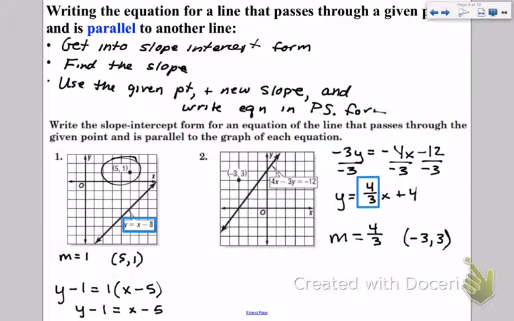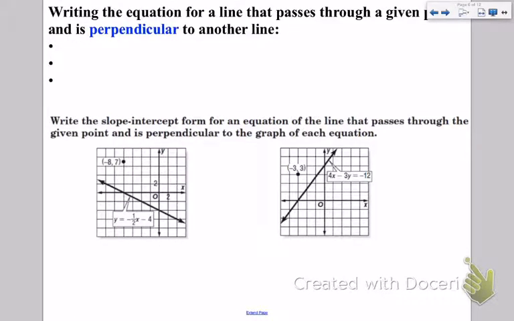Again, put it in point-slope form. Y minus 3 equals 4/3 times x minus negative 3, which is plus 3. Right, there is a U-try on the next page for you to do. The last slide in notes is if you guessed the same thing but with perpendicular lines. So the first step is the same. Get into slope-intercept form.